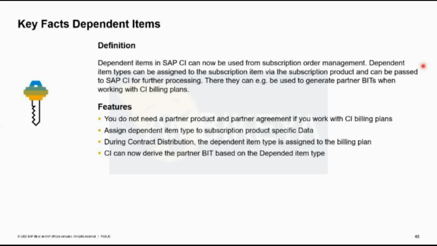Then the next topic is about dependent items. So dependent items is a feature delivered by the CI team. When the original bill plan items, or bits, are created, it is possible to also create dependent bits in the system.